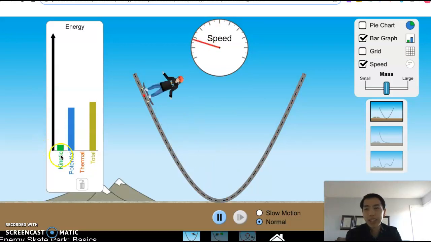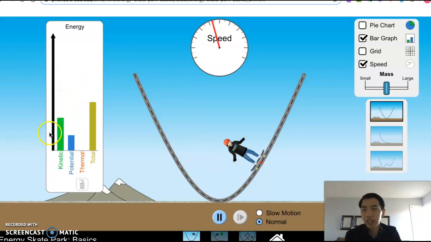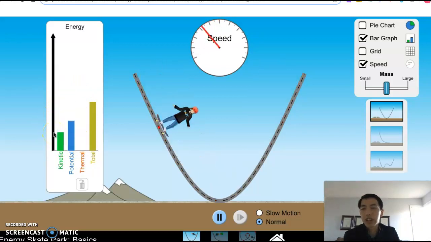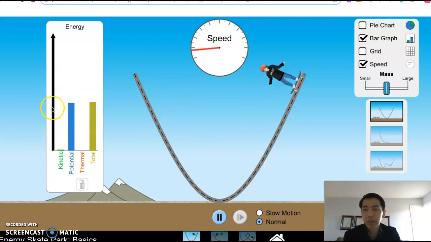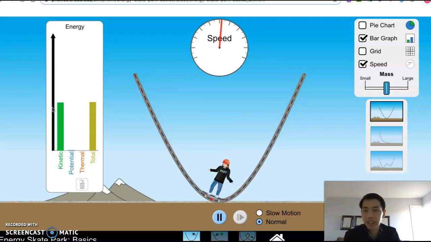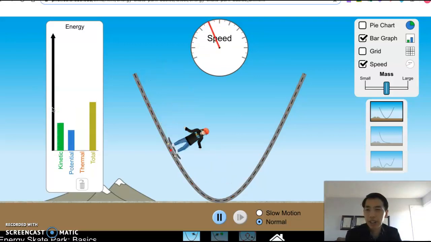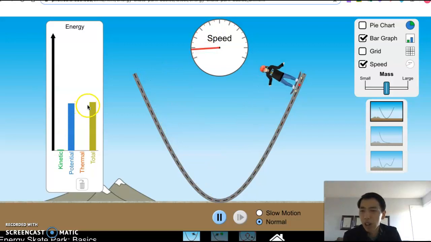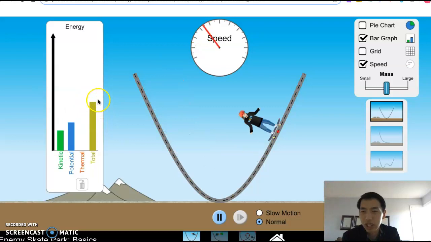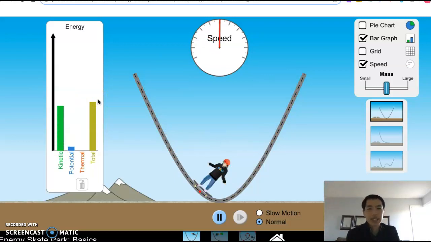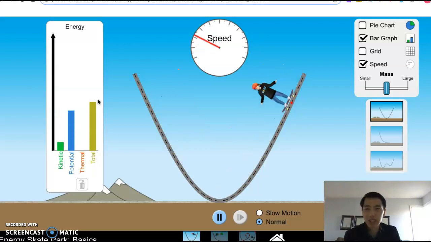When I let go, just watch what happens to the bars. So this is basically, I think, beautifully showing an energy transformation. Energy is simply switching from kinetic to gravitational potential, vice versa, as the skateboarder goes up and down, up and down. But all the while, the total amount of energy never changes. That's the law of conservation of energy. The total energy never changes.